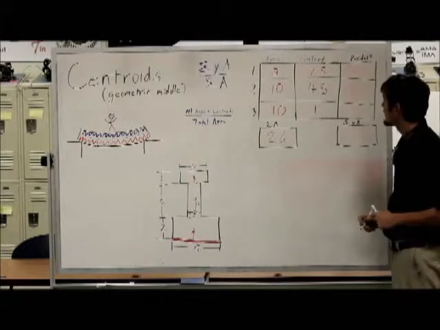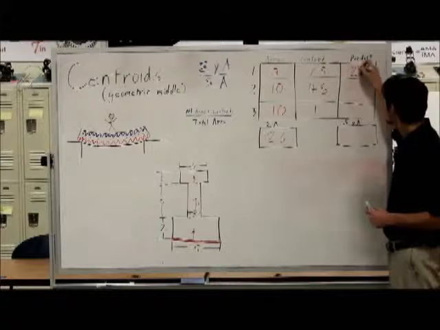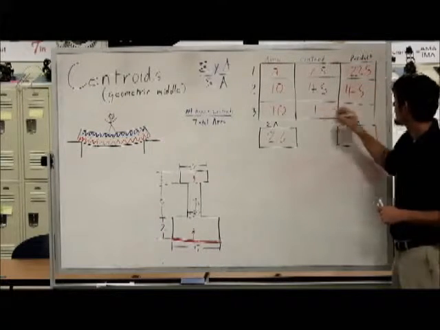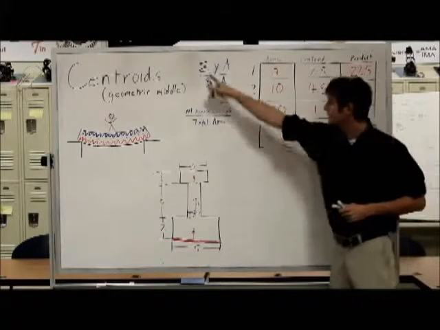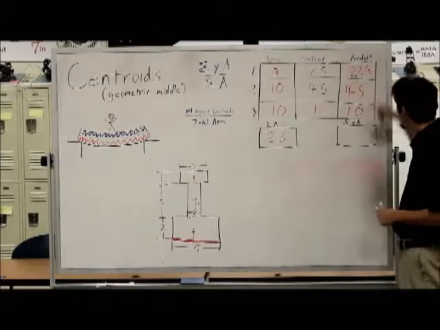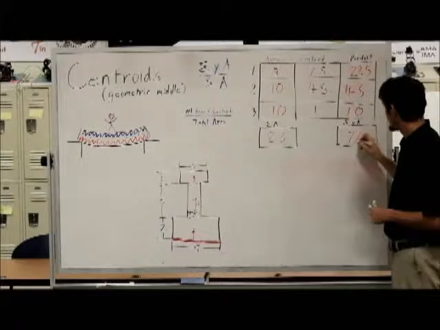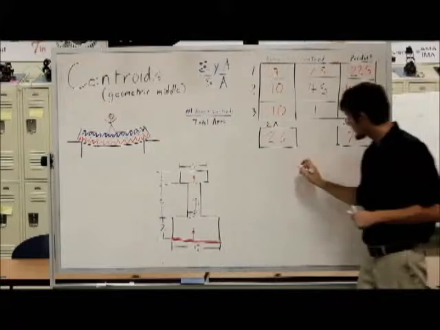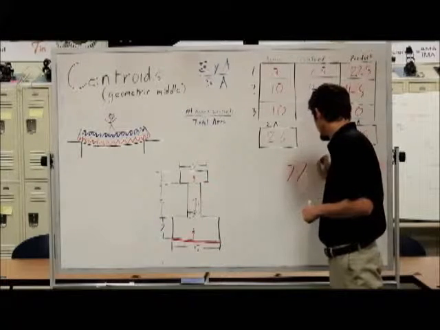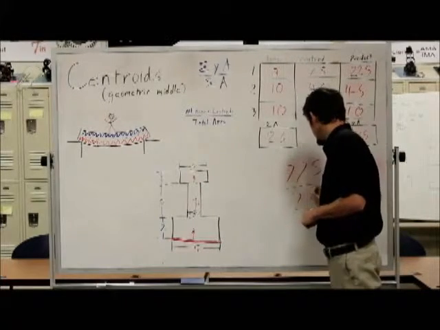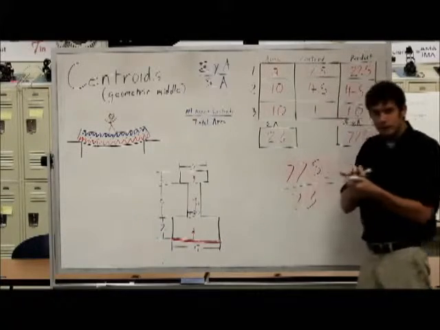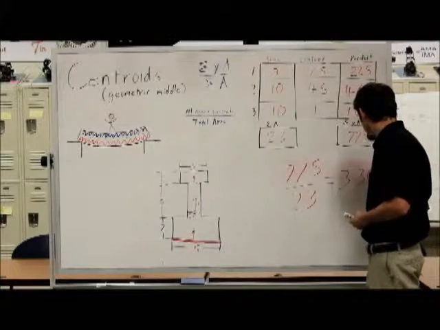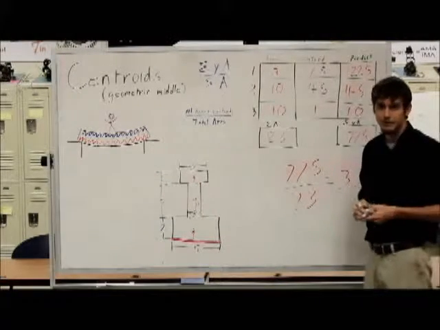So 3 times 7.5 equals 22.5. 10 times 4.5 is 45, and 10 times 1 is 10. And as I said, it's the sum of all of them, so I add those all together. That gives me 77.5. Once I have that, I divide this box by that box. So 77.5 divided by 23. I plug that into my little magic calculator and find out that it is 3.36.